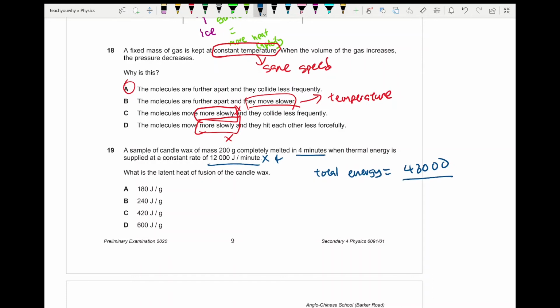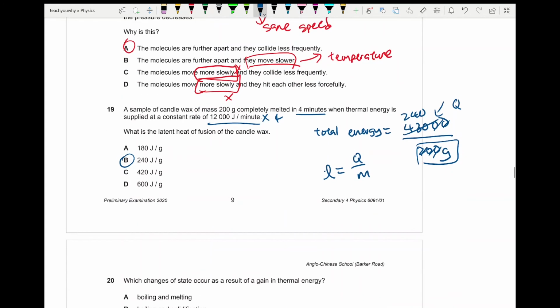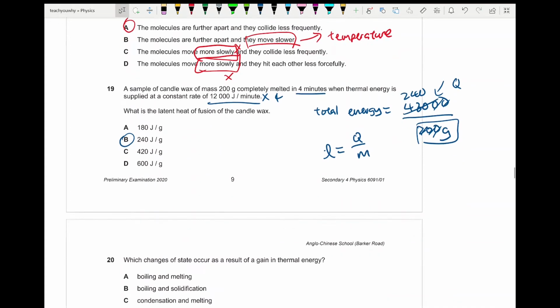So total energy, and then how many grams? Latent heat, L is equal to Q over m. Okay, this is my Q, this is my m. So cancel, cancel, cancel. The answer is 240. I'm doing this very quickly because I'm trying to complete this in 1 hour's time.